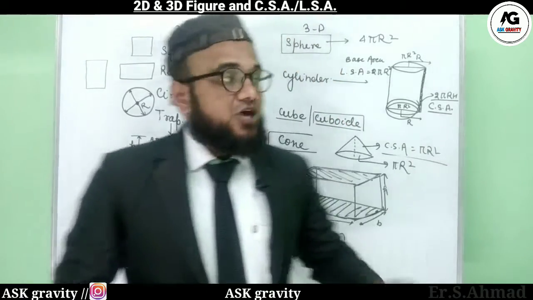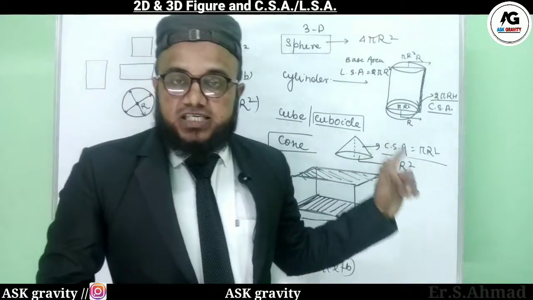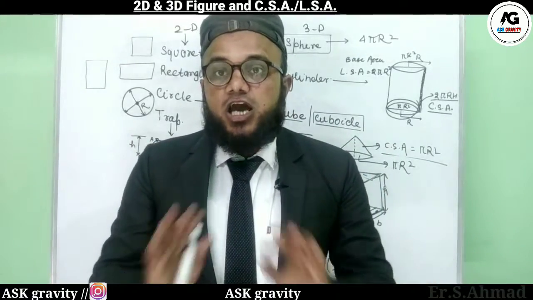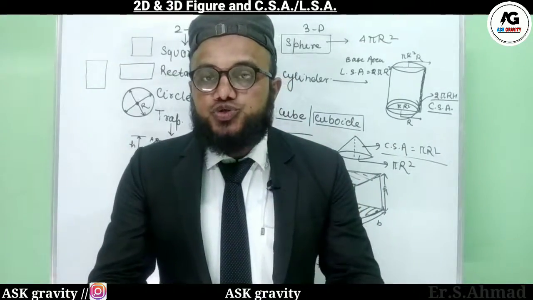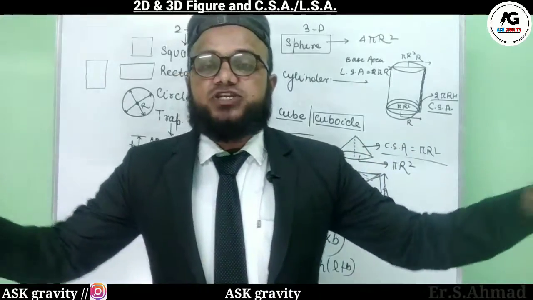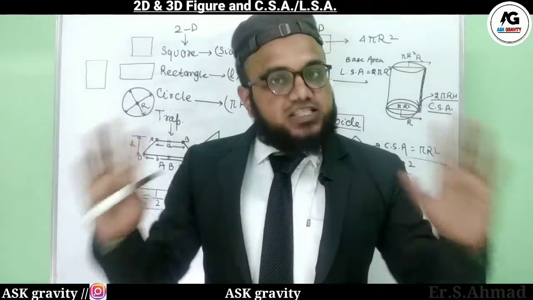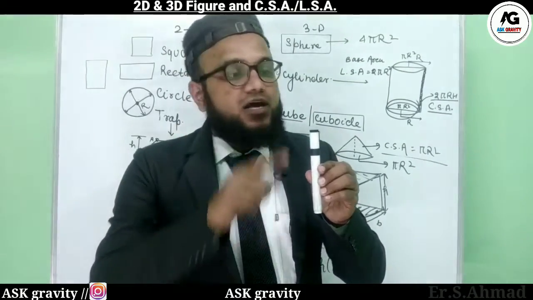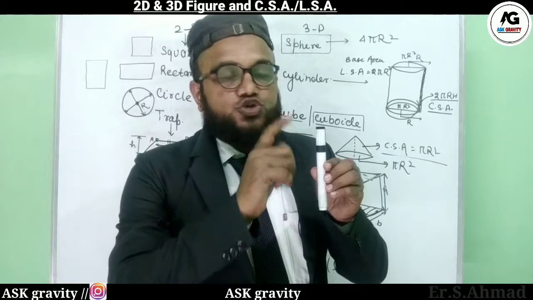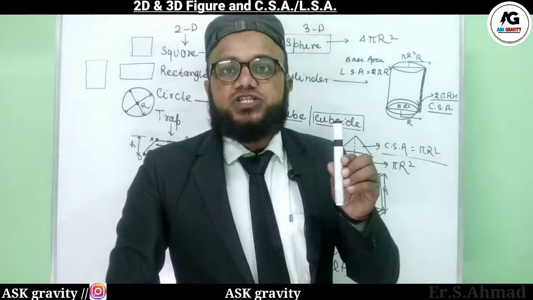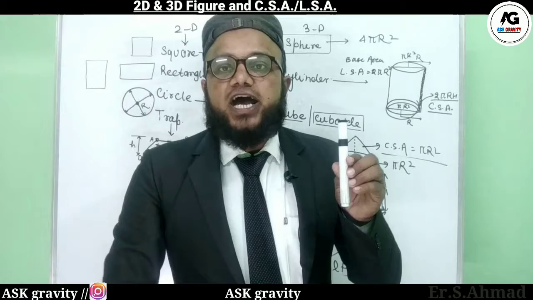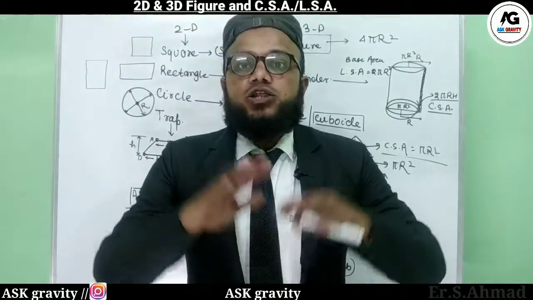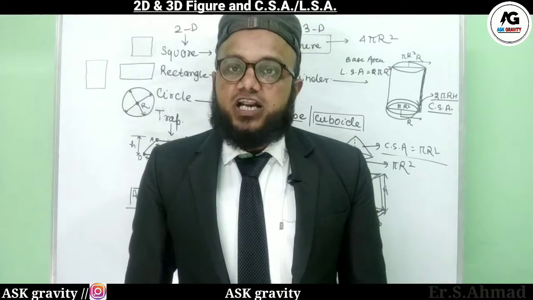It may be curved surface area, it may be base area, it may be surface area. When the question is asking about the surface area, we have to calculate the total surface area. When the total surface area is calculated, the base area and the curved surface area should be added. The base area of the cylinder is 2 pi r square and the curved surface area is 2 pi r h. We have to add these two parameters, so we use these two parameters for calculating the total surface area of any particular question.